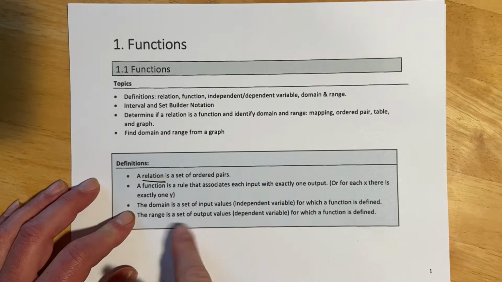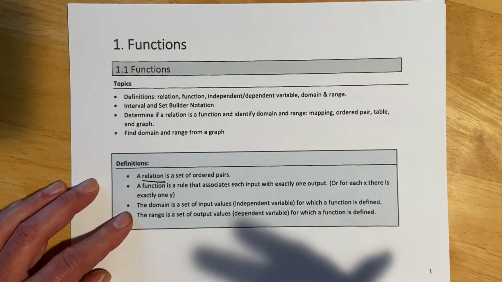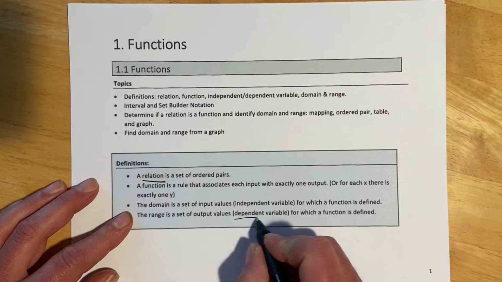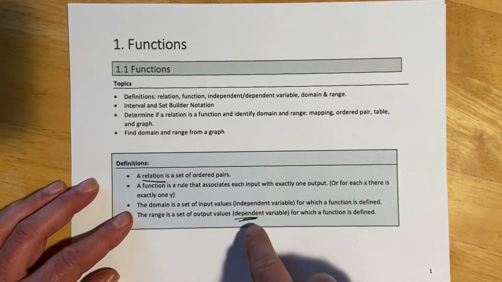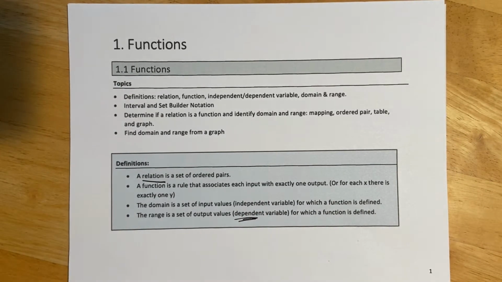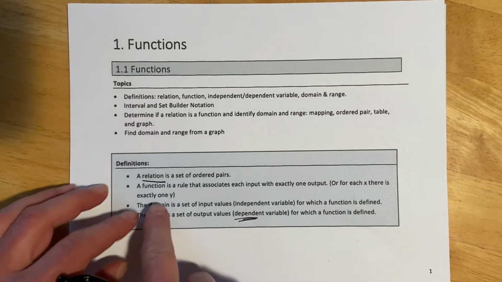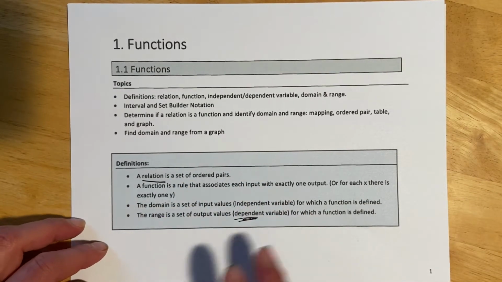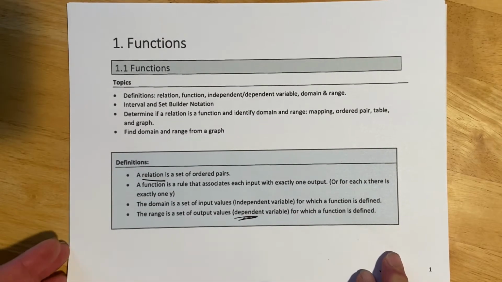And then range is the set of the output variables, or what you traditionally think of as probably the y, and that's going to be the dependent variable. And it's called that because the x is the one that you pick the value for, so it's independent, you're choosing, and then the y, or the dependent variable, depends on that choice of x. So domain, think x, range, think y, or input, output.